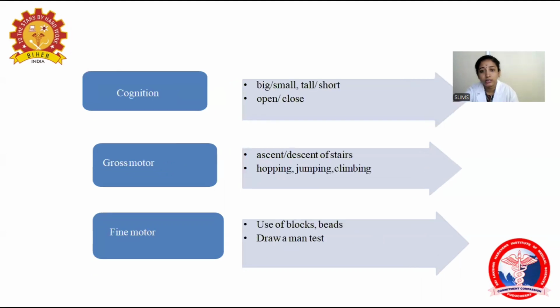Then in cognition, we have to check whether the child is able to identify if an object is big or small, or who is tall or short. And if you take a box, whether it is open or closed, and also assess whether the child is able to follow the commands. Next is gross motor milestones. Observe for the ascent or the descent of the stairs. Whether the child is doing hopping, jumping, and climbing. In fine motor, use of blocks and beads, and ask the child to draw a man.